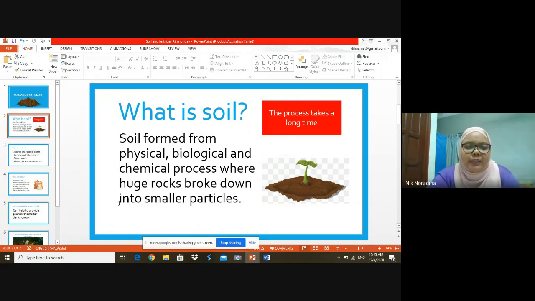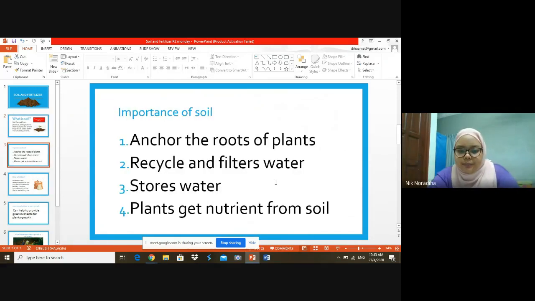Okay. So the second one, okay, what actually is the importance of soil? Why do we need soil? Why do plants need soil? The first one is soil helps to anchor the roots of plants. So plants will not easily fall down when the wind goes across them. The second one is soil helps to recycle and also filter water. Sometimes inside the soil there's a rock, so when water goes through them, it helps to filter the water.